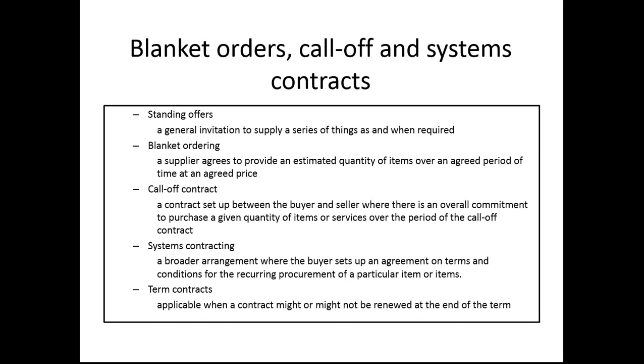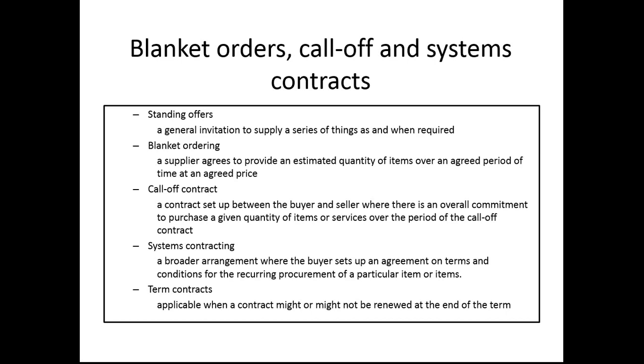Call off. That's when you know how many you're going to take, but you don't want to take them all in one go. You spread the delivery against the schedule. So a call off contract is different than a blanket one, used for different reasons, and they need different terms. Systems: very broad general arrangements under which you might get recurring procurement activities. Term contracts: contracts that might become renewable or not renewable.